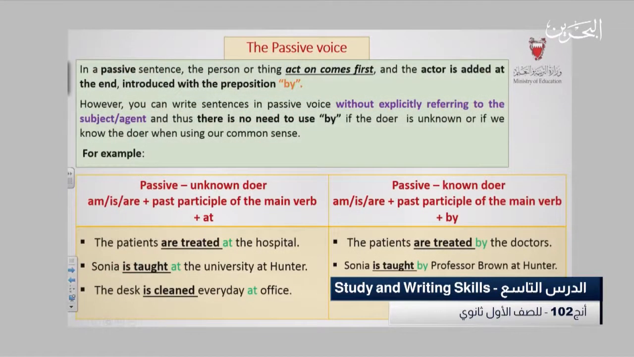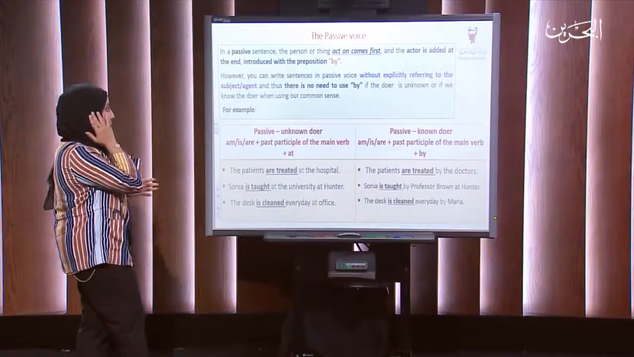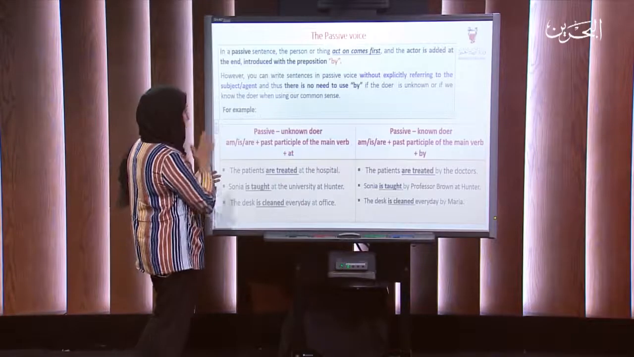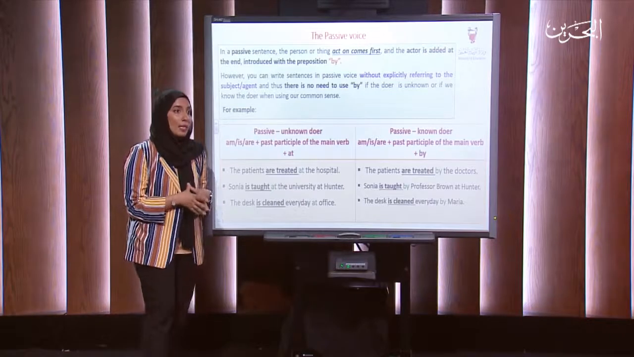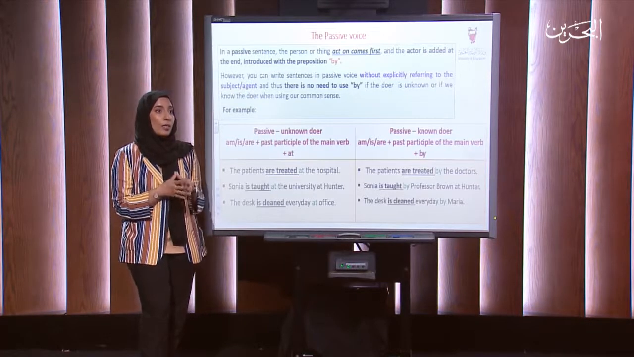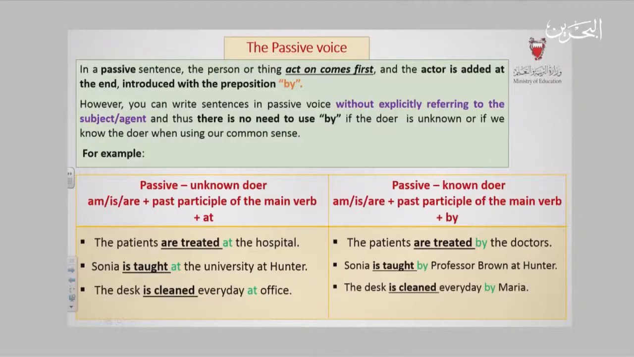Now, since we recalled certain things, let's move on. In order to have an academic writing, the passive voice is very important. It's highly recommended actually for academic writings. Now, what is a passive voice? Passive voice is usually a sentence in which the person or the thing's act comes first, and then the actor is added at the end of it, introduced by a preposition by, if the actor is known.